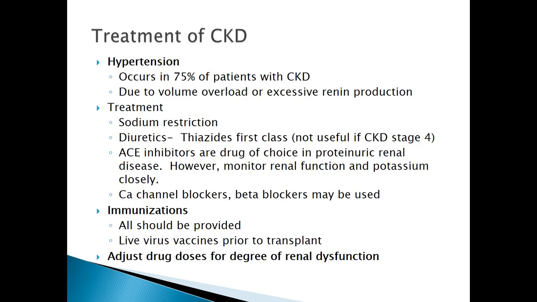Most patients that have chronic kidney disease are hypertensive, either due to volume overload or due to renin that's produced by the injured kidney. So a lot of the times we use either diuretics or ACE inhibitors to treat the hypertension. If the patient has already very advanced CKD, we sometimes avoid the use of ACE inhibitors and we choose a calcium channel blocker or beta blocker.